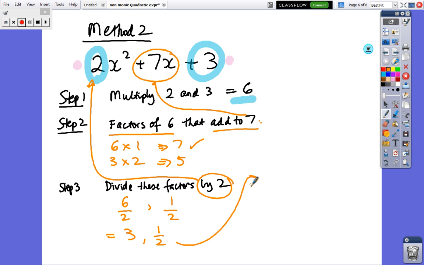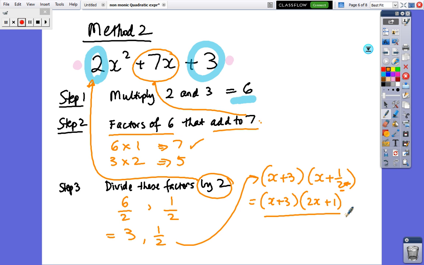And what we do with those numbers, we have a bracket, we put x plus 3, we put x plus a half, and if they're whole numbers, they're okay, but when we have a fraction, whatever the number underneath is, 2, we double to get rid of the fraction, and so that's the answer. So if the fraction was a third, we multiply by 3. If the fraction was a quarter, we multiply by 4. Okay, so that's the second method, and you get to choose which method you think is better.